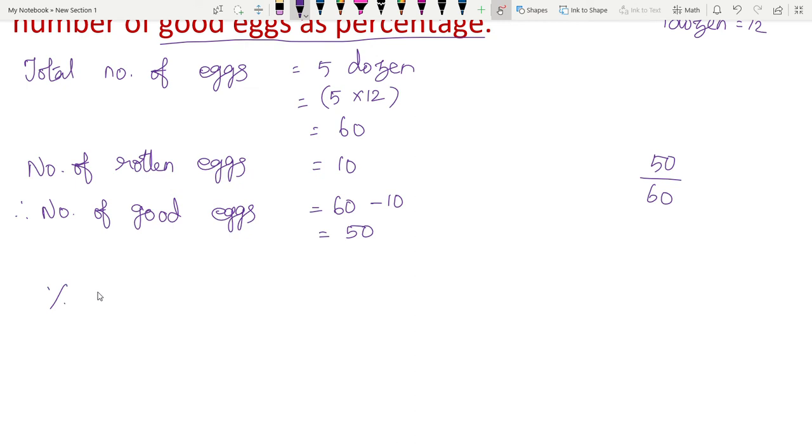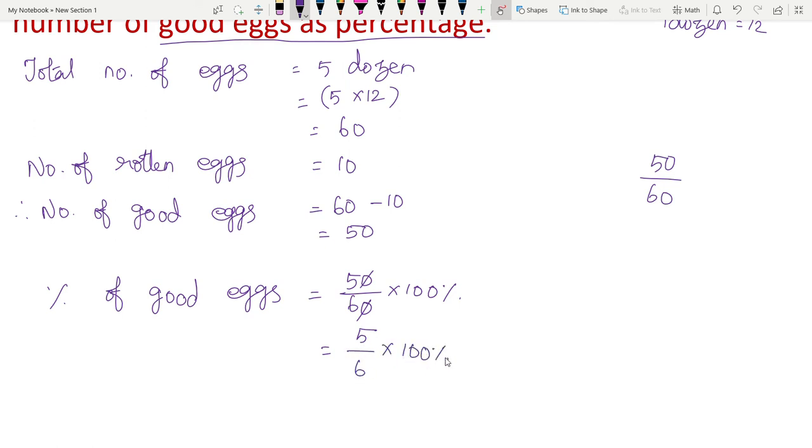Therefore, percentage of good eggs equal to 50 divided by 60 into 100 percentage. Okay. Now, is it possible to cancel this 0 and 0? Yes, it is possible. 0, 0 will be cancelled. Then what will be the remaining? 5 by 6 into 100 percentage.